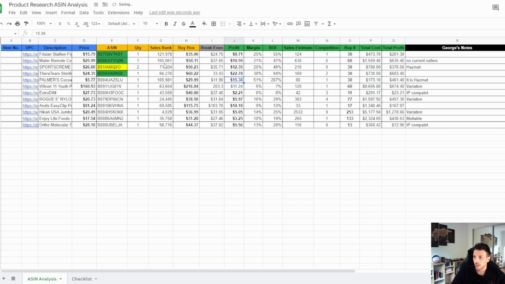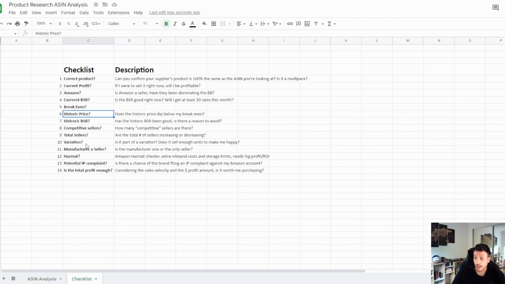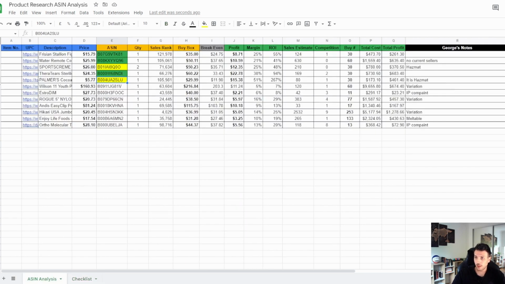So we're going to mark it as yellow because we need to create the listing and actually see if Amazon's going to allow us to send it in, which they should because it's another FBA seller, but there are obviously going to be some extra costs associated with sending the product in. Okay, so we're at hazmat. Is it a variation? No, it wasn't a variation. There's no potential IP complaints. Now, is the profit enough? Considering we're buying 30 units, the profit is very, very high because it's only going to cost us $171, $173 to source, and it's going to give us that much profit.